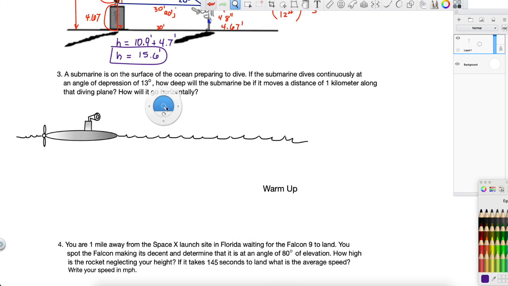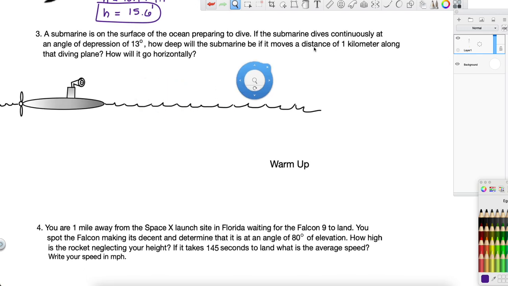All right, number 3. Let's get rid of this. A submarine is on the surface of the ocean preparing to dive. If the submarine dives continuously at an angle of depression of 13 degrees, how deep will the submarine be if it moves a distance of 1 kilometer along that diving plane? How far will it go horizontally?